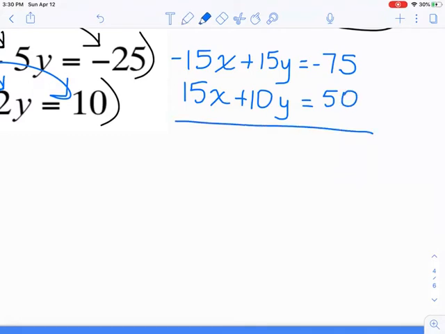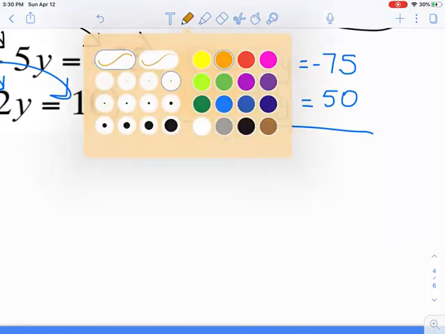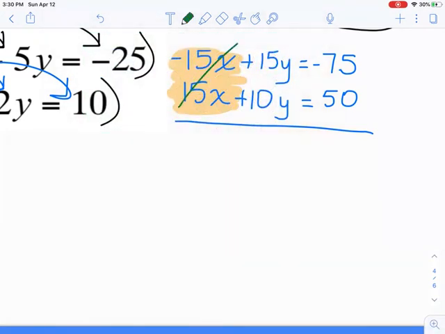Now, what do we notice about our x variables and the coefficients? That we have additive inverses. We have a negative 15 and positive 15. And we know when we combine them, we will get 0. So therefore, they are eliminated. So let's carry on. We have 15y plus 10y. We get 25y. And negative 75 plus 50, we get negative 25.